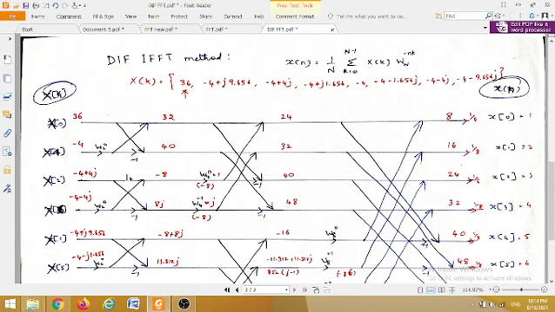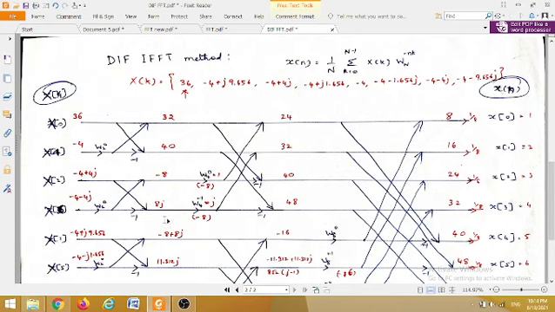Similarly here, minus 4 plus 4j and minus 4 minus 4j as the inputs. So adding them, the imaginary terms will vanish, and you will be getting minus 8 as the answer. And subtracting them, the real terms will vanish, and you will be getting 4j plus 4j, that is equal to 8j.